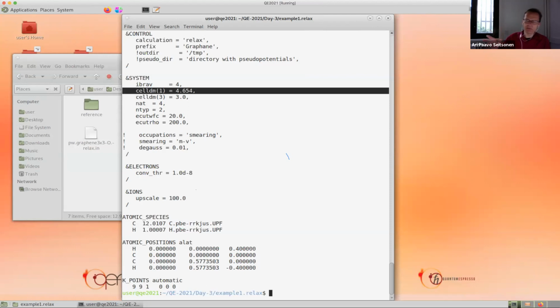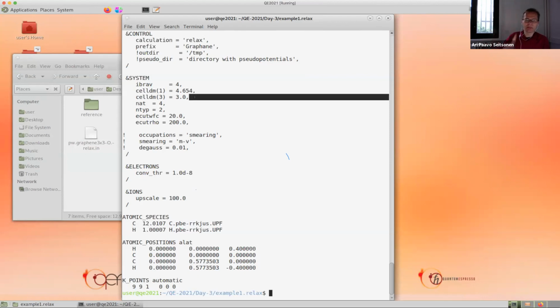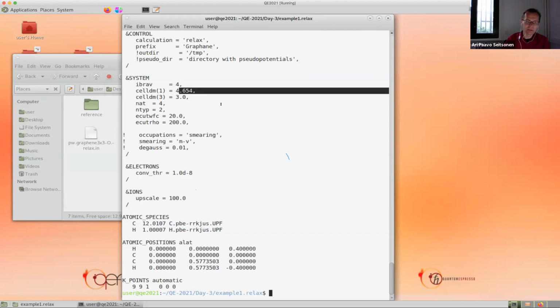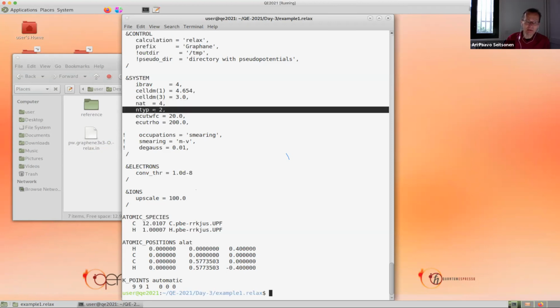So this is actually something like 2.5 Ångström, I believe, if I remember correctly. And then in the other direction, perpendicular, we have, hopefully, enough vacuum. So this is actually c/a. The length in the direction perpendicular to this plane is 3 times the value of this one. It is probably not enough, but this is to keep the calculations fast enough. So we have 4 atoms, 2 types of atoms.